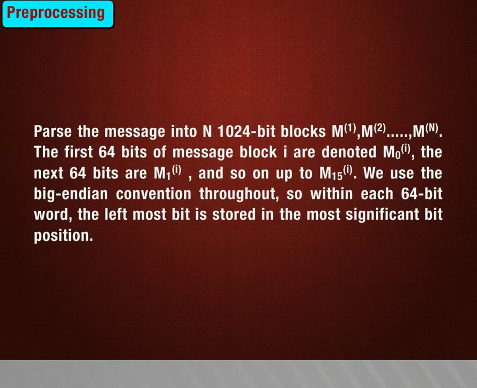Parse the message into n 1024-bit blocks, M power 1, M power 2, and so on up to M power n. The first 64 bits of message block i are denoted m0 power i, the next 64 bits are m1 power i, and so on up to m15 power i. We use the big-endian convention throughout, so within each 64-bit word, the leftmost bit is stored in the most significant bit position.